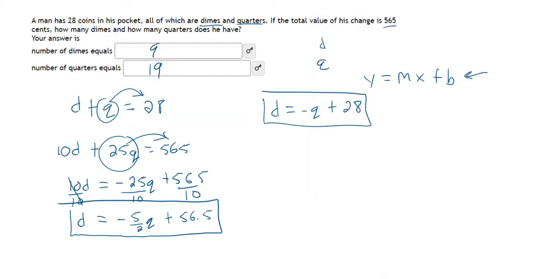And then you can check it out too, right? We can actually see if this is true. So if I throw in 9 for my dimes and 19 for my quarters, does that actually equal 28? Yes, it does. And we can do the same for the other equation as well. If we throw 9 in for dimes, 19 in for quarters, it should give us 565.